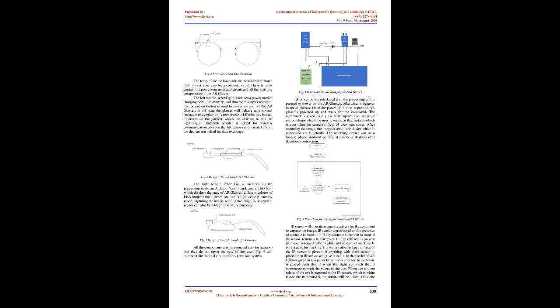A power button interfaced with the processing unit is pressed to power on the AR glasses, otherwise, it behaves as usual glasses. Once the power on button is pressed, AR glass is powered up and waits for the command. When the command is given, AR glass will capture the image of surroundings which the user is seeing at that instant, which is also what the camera's field of view can cover. After capturing, the image is sent to the device which is connected via Bluetooth.